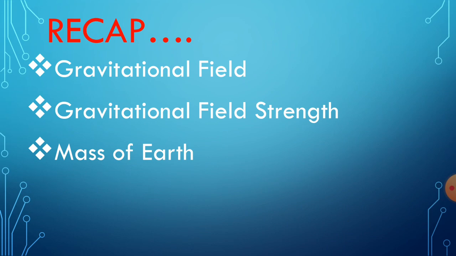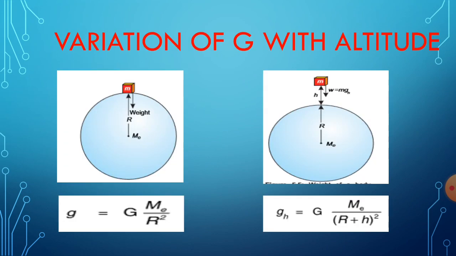And defining the mass of earth, we have calculated the value. We defined a formula using the universal law of gravitation, and we determined a value equal to 6 into 10 to the power 24 kilogram, and this was the mass of the earth in which we are living. Our today's topic is variation of g with altitude.